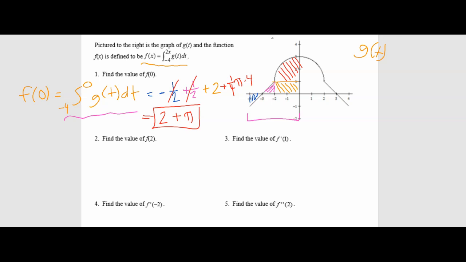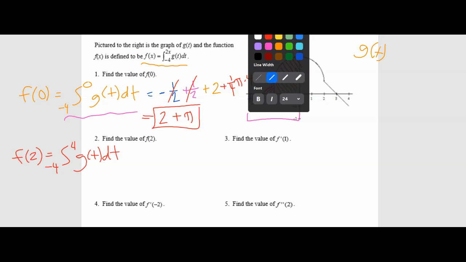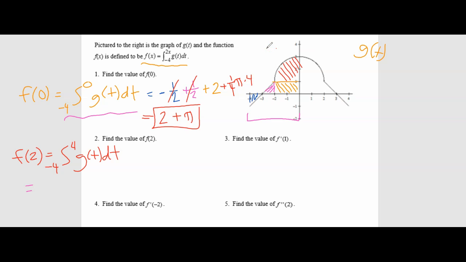Then I'm being asked to find the value of f of 2. Well, same idea, just a different definite integral. So f of 2 is equal to the integral from -4 to 2 times 2, of g of t dt. Well, I'm not going to do all this work twice, right? I already know the value of the integral from -4 to 0. So I get 2 plus pi.